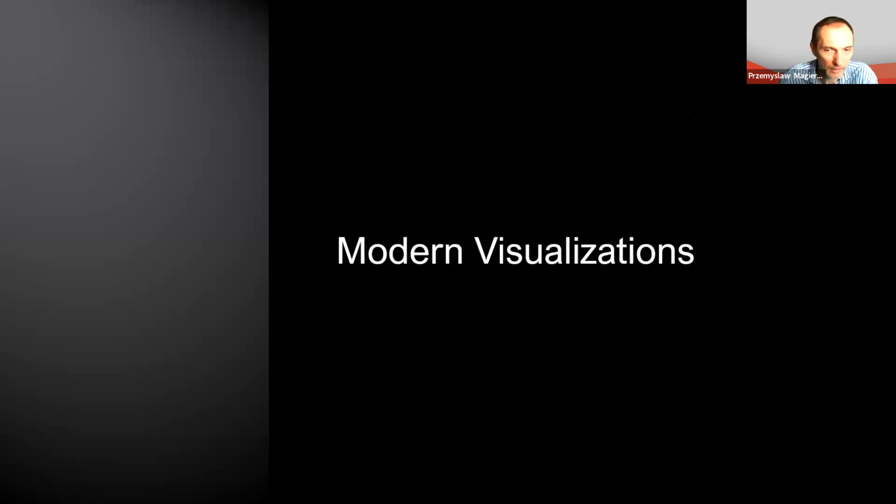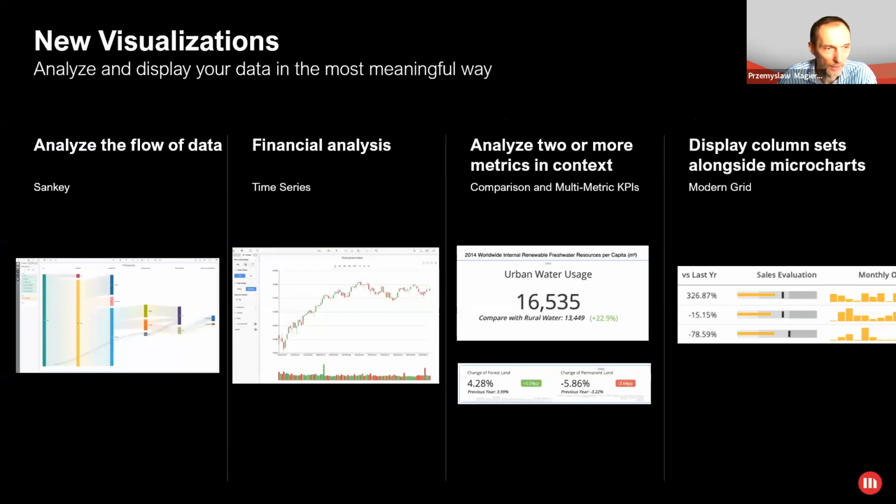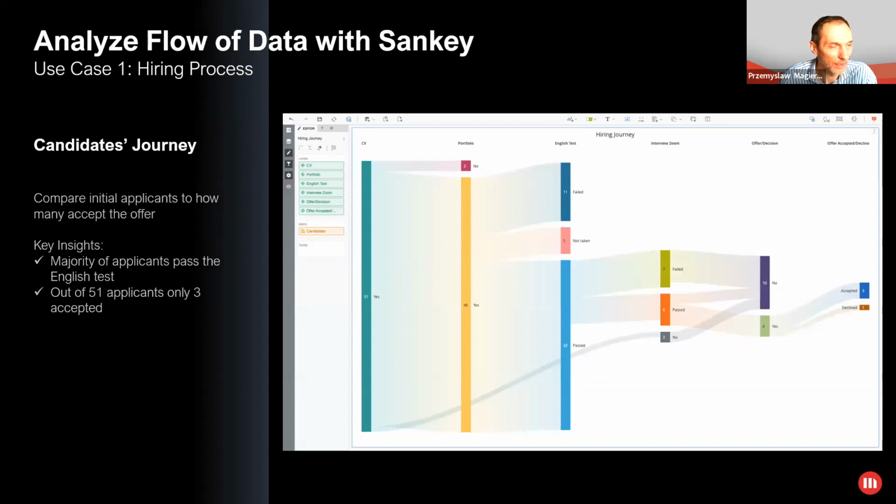And let's go to the next topic, which is modern visualizations. MicroStrategy introduced some of them, like Sankey diagram, time series, and others. Modern grid, for example. And let's take a look at them one by one. So first of all, with Sankey, of course, you can use this in multiple ways. One of the ways, for example, is to visualize the hiring process, right? So you can compare initial applicants to how many accept the offer, and then the specific stages, how many go through the stages, and so on.